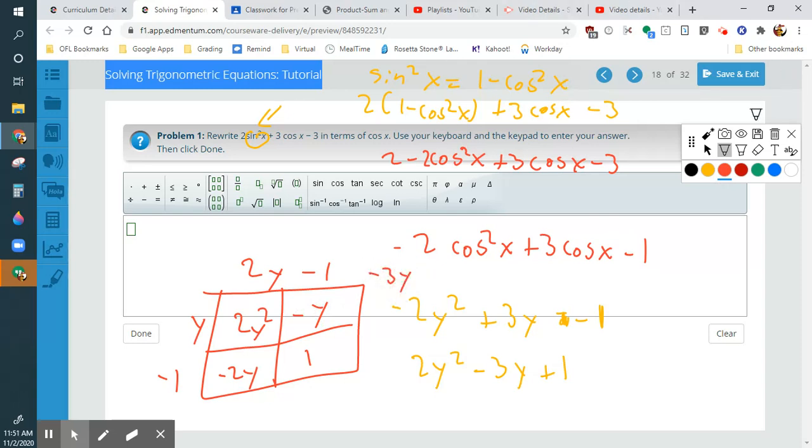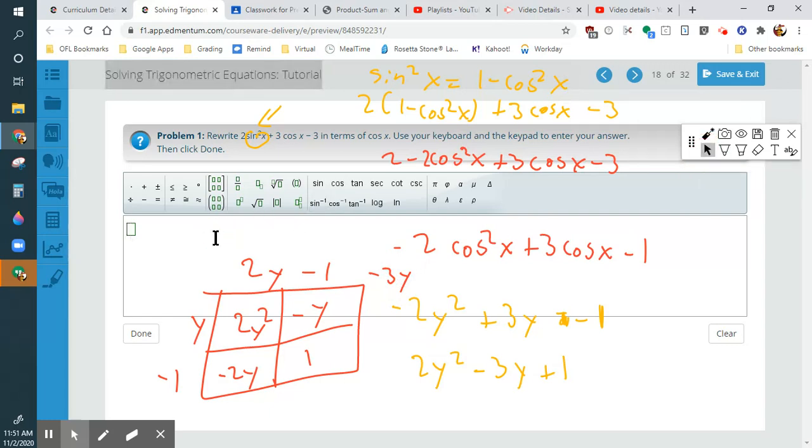So I end up getting this as, and remember what y was? y represented cosine of x. So 2 cosine of x minus 1. I don't know how picky Edmentum's going to be with this. And that's going to be cosine of x minus 1. Oops, minus 1. I honestly forgot what the answer was already, and it showed it.